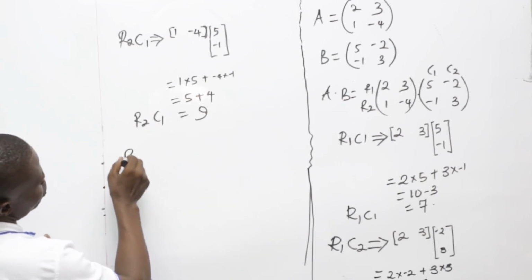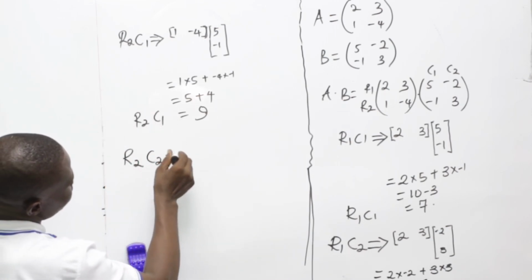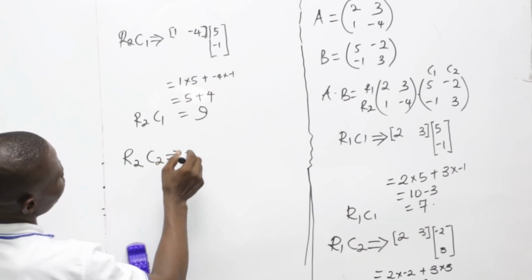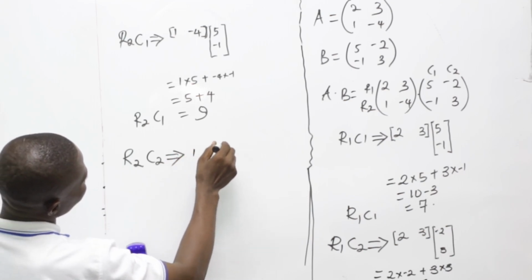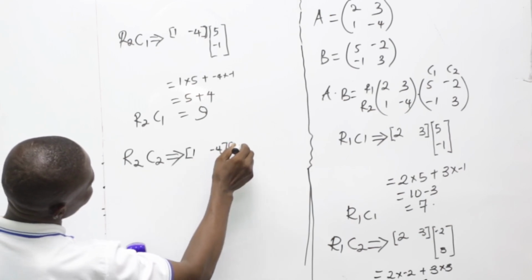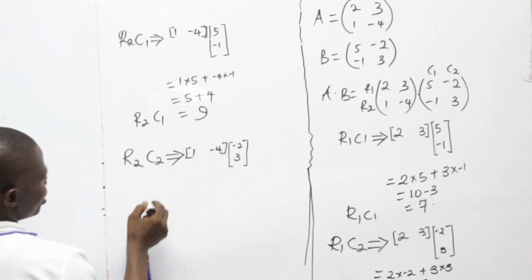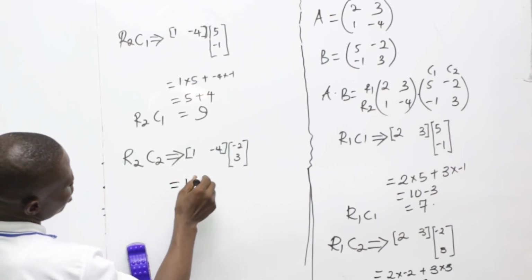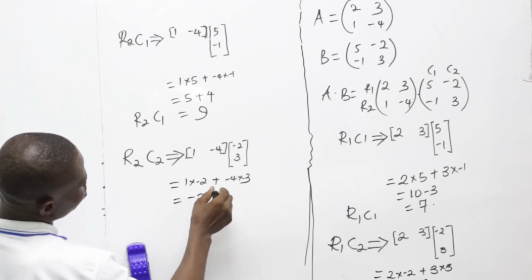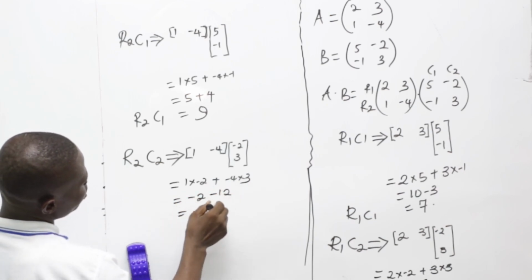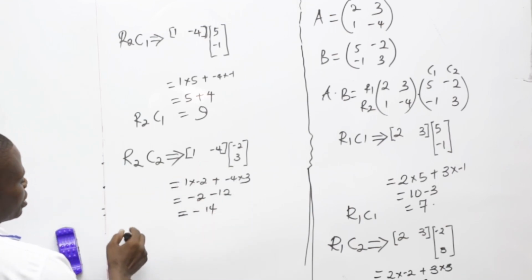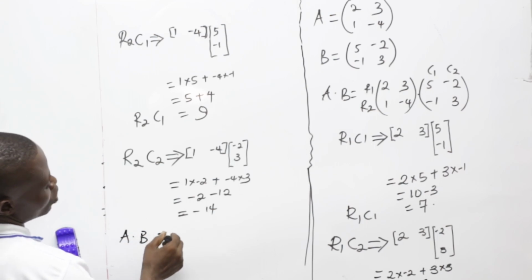The next is row 2, column 2, which will mark the grand finale for the multiplication of this matrix. Now, I have 1, minus 4 into this, column 2, minus 2 and 3, to give me 1 times minus 2 plus minus 4 times 3. I will have minus 2 minus 12 to give us what? Minus 14.